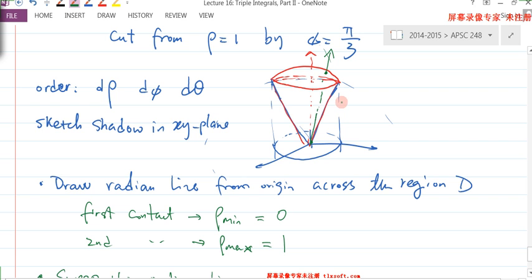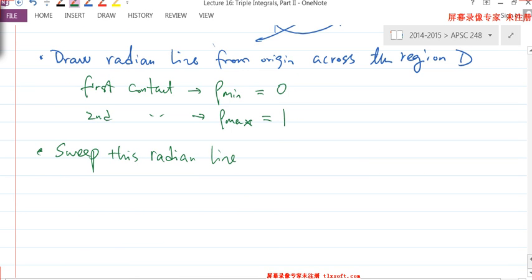Is that clear? So you see here, this is the reading line, right? When you're sweeping, you're always starting from here. Then you sweep across this region D, so the two boundaries are one over here and one over here, right? And what's the phi angle corresponding to the two boundaries? For the first one, phi is 0. And for the second one, phi must be pi over 3, right? So those are the limits here.